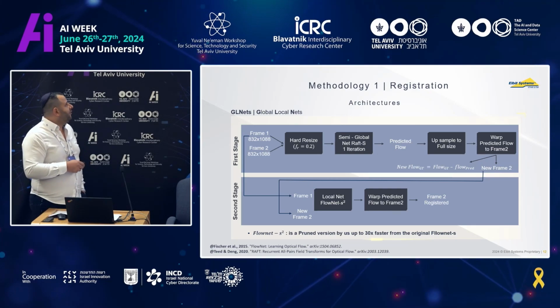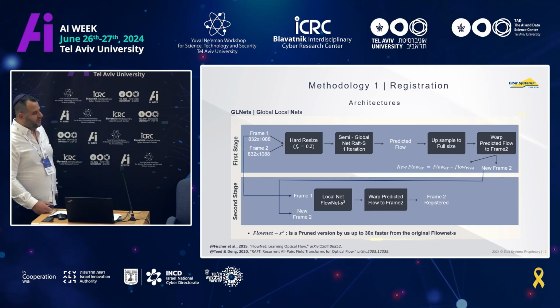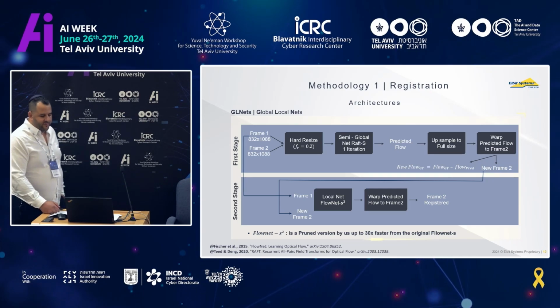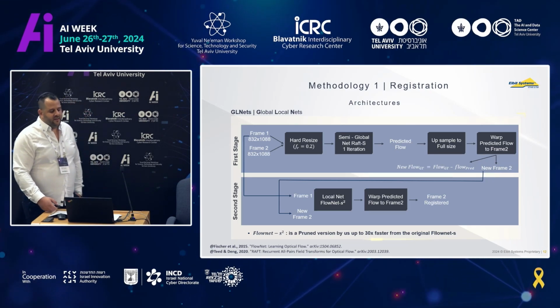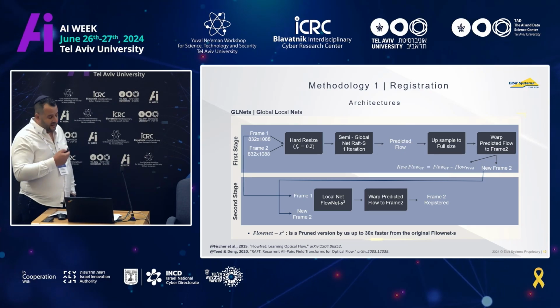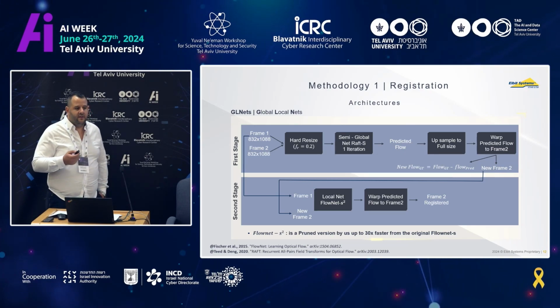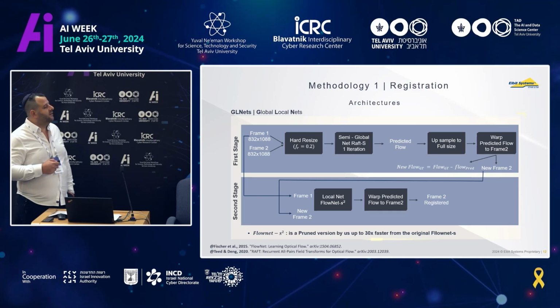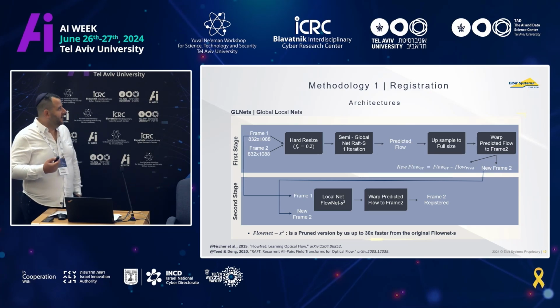So let's go through the pipeline. We have two frames, 832 by 1088. Frame 2 needs to be aligned to frame 1. First, we do a hard resize with a factor of 0.2 and feed it into a semi-global network, specifically called RAFT-S, and it will run only one iteration. Note that the RAFT architecture is not a global architecture for the optical flow task, it's a local one. But because we do the hard resize, we get a semi-global network.